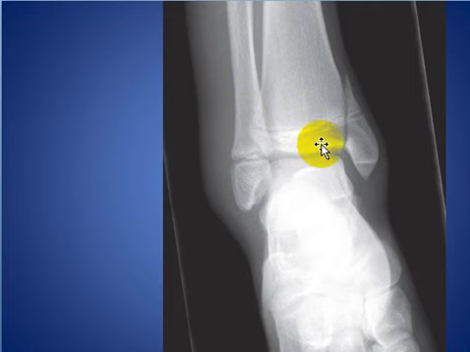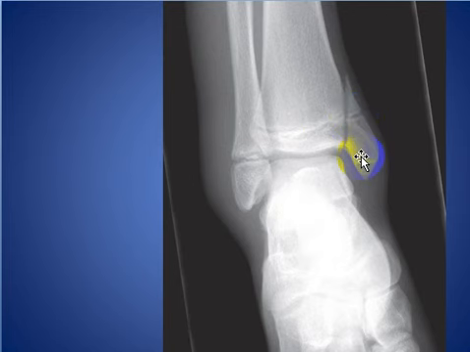Here is another example of type 4 involving the distal tibia. This is the fracture above and below, associated with injury to the epiphyseal plate: metaphysis fracture, epiphyseal plate and epiphysis.